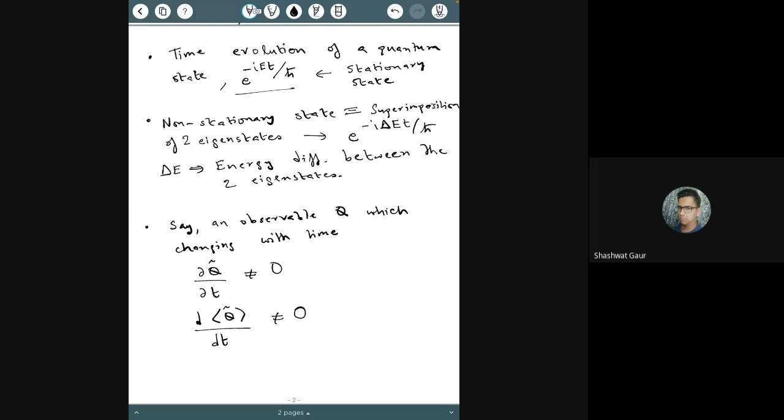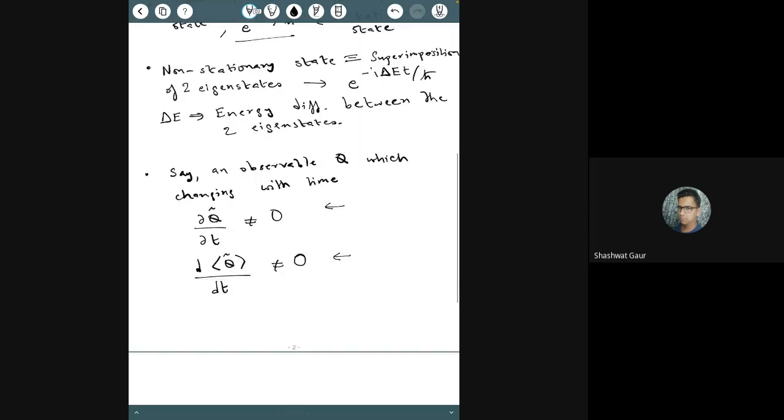So what is the difference between the two? One is that the operator itself is a function of time in the first case. And in the second case, the operator is independent of time, but because the wave function is a function of time, the expectation value becomes a function of time. So again, remember, this is not a stationary state. If it was a stationary state, then the expectation value would be automatically independent of time.